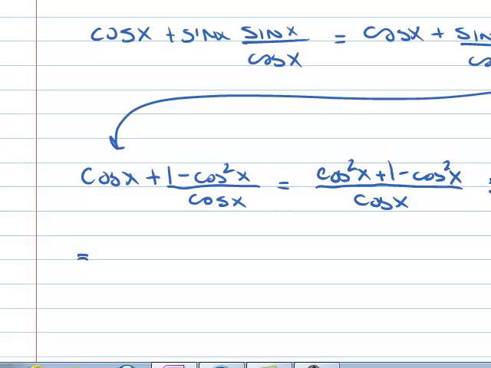Yeah, we should combine these like terms right here, and cosine squared minus cosine squared would be 0, and you would be left with 1 over cosine x, which is secant.